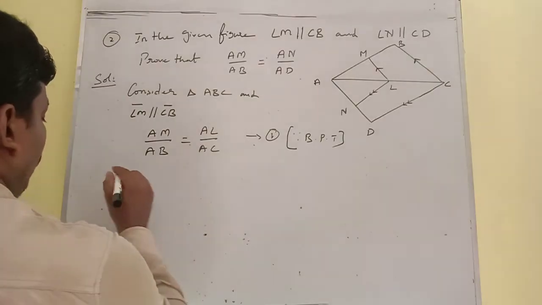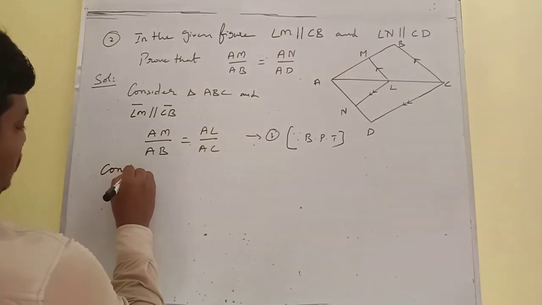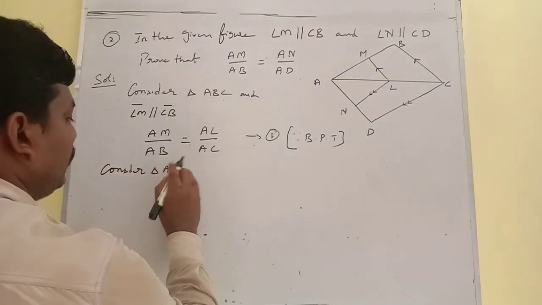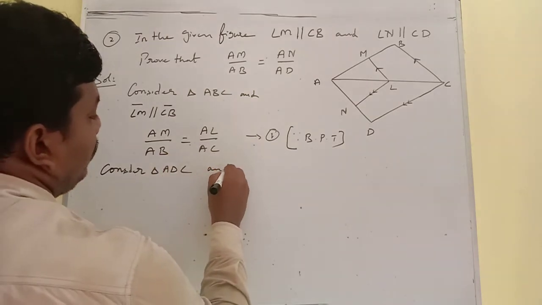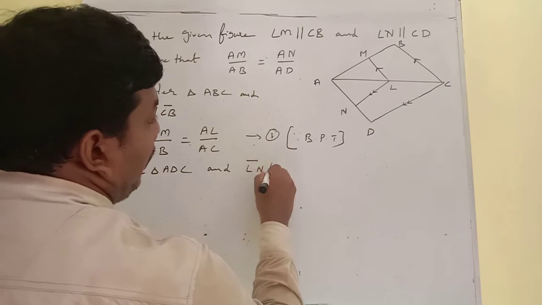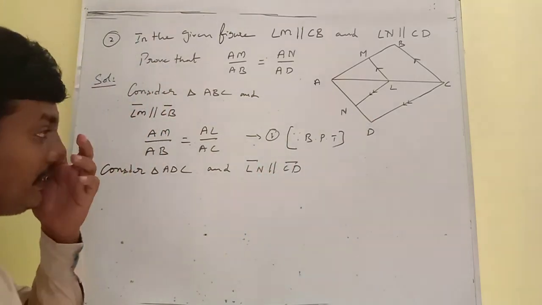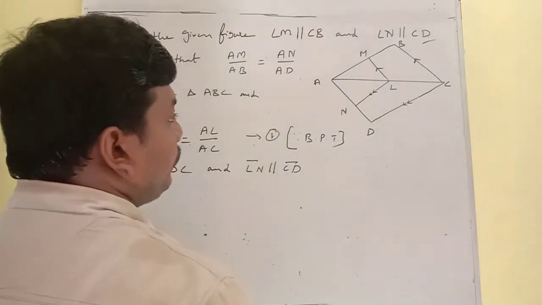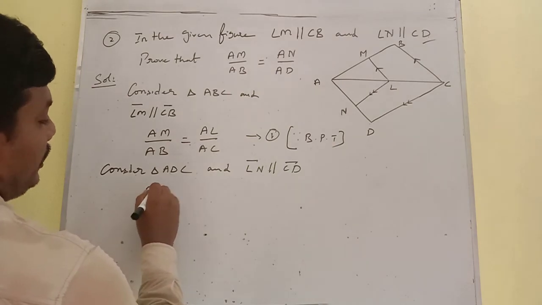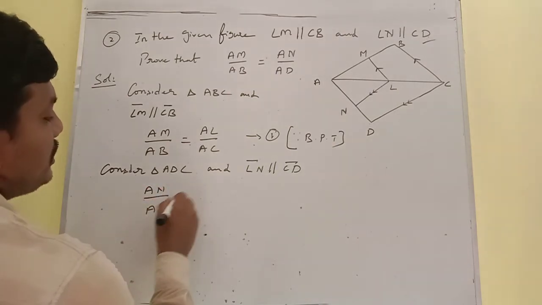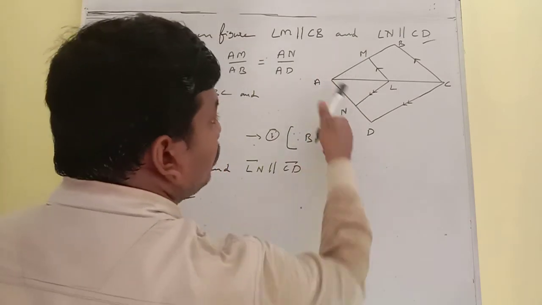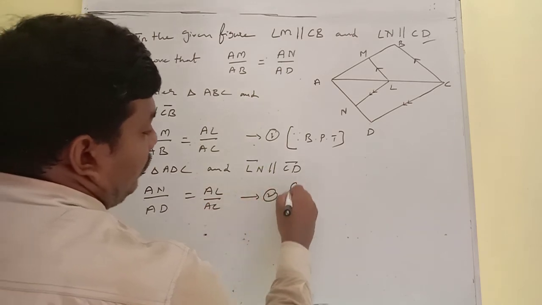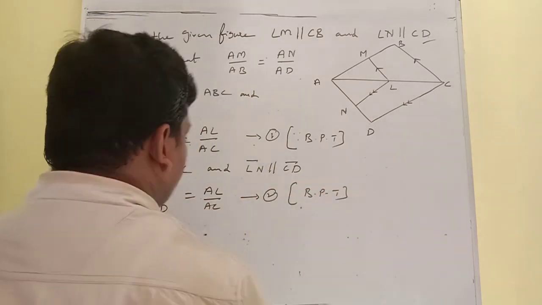Now consider another triangle. We are going to find triangle ADC. In this triangle, LN is parallel to CD, which is given. So here also, by the basic proportionality theorem, we conclude that AN by AD is equal to AL by AC. Make it the second equation. This is also the same basic proportionality theorem.